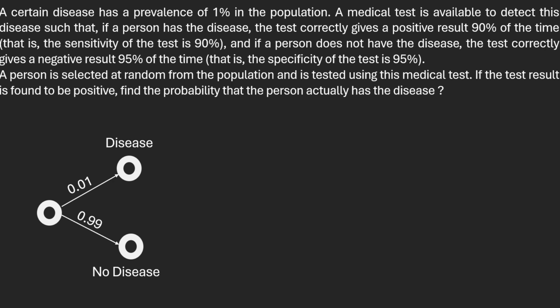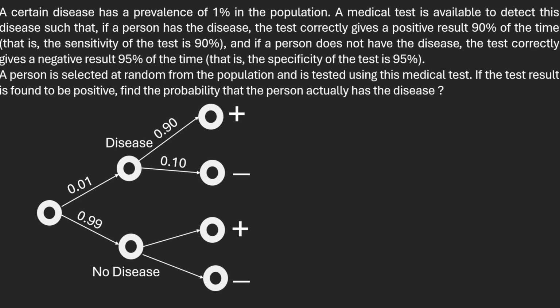Now coming to the test results for the persons who have the disease. The test can give either positive or negative. In the question, it was given that the test correctly gives a positive result 90% of the time for those who have the disease. So the value becomes 0.90 for the positive. For the negative, the value becomes 1 minus 0.9, which is 0.1. Now, we will move to the persons who do not have the disease and observe the test result probabilities. Since the test correctly identifies negatives 95% of the time, the value becomes 0.95, and for positive, the value is 1 minus 0.95, which is 0.05.